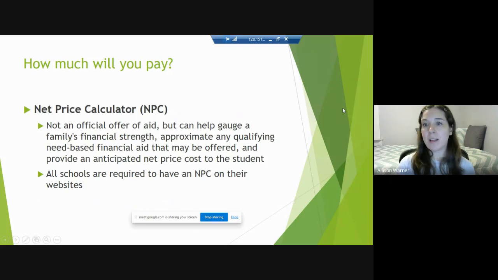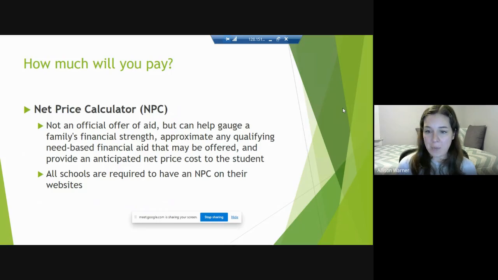So exactly how much will you pay? The best way to find out as prospective students is to do the net price calculator at each institution's website. Every school that you will apply to will have what is called a net price calculator. It's a great resource for prospective students and families when cost is a major deciding factor for where to attend.